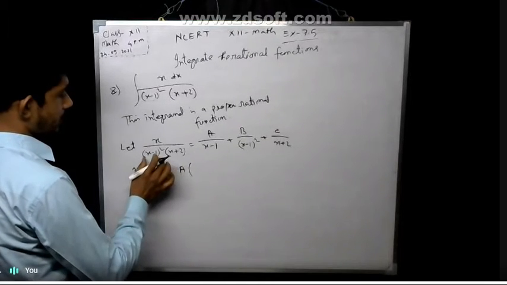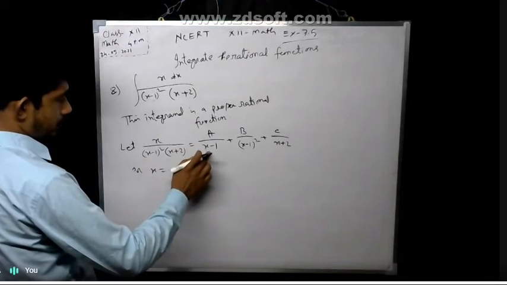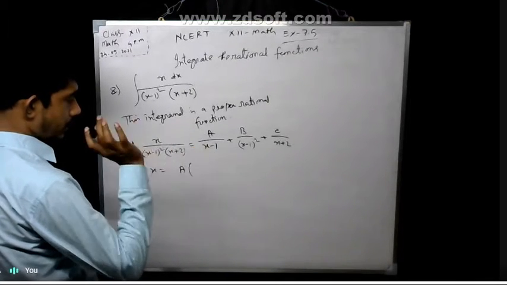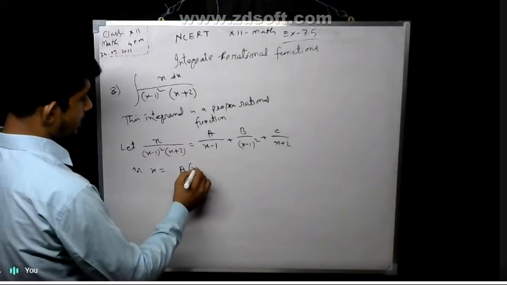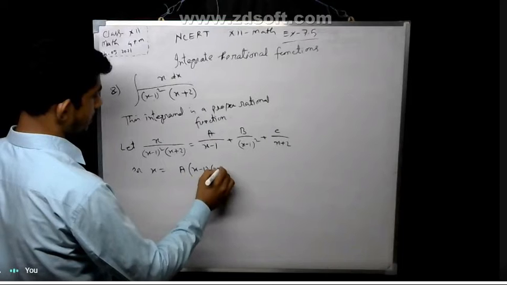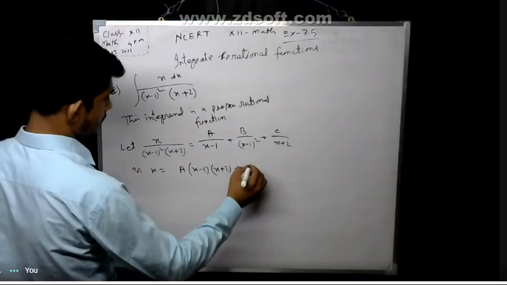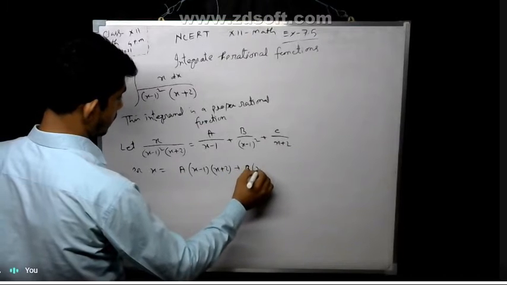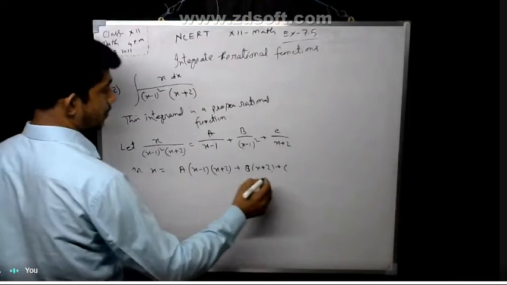Then x equals A into, you multiply both sides by this, then (x minus 1) and (x minus 1) will be cancelled. So x minus 1 is cancelled, then it will be another (x minus 1), and here (x plus 2), plus B into (x minus 1) whole square totally cancelled. So it will be here now (x plus 2) plus C into (x minus 1) whole square.